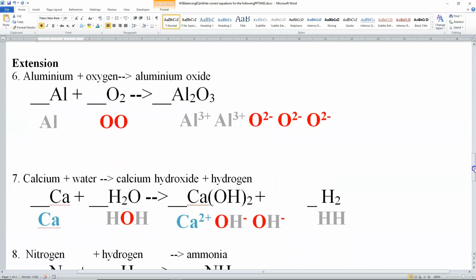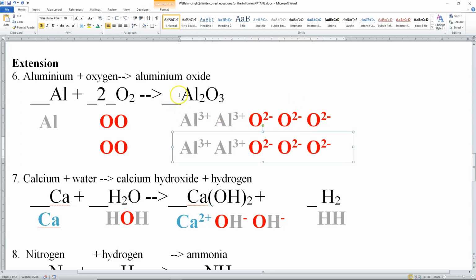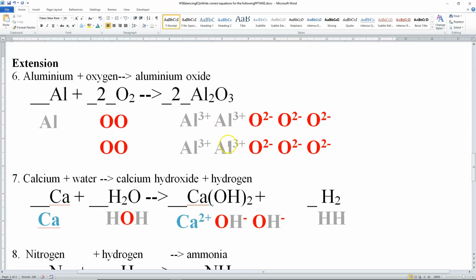Don't forget this is an extension question, so if you find it difficult, don't worry about it yet. If we look here, we've got 3 oxygens here and 2 on this side. Generally speaking, we're trying to get the same amount. There's 2 here, 3 here, so we could first increase the amount of oxygen by 1, so having 2. We can now see we've got 4 on this side, 3 on this side, so we could try to increase the amount of oxygen on that side. And we could put a 2 here.